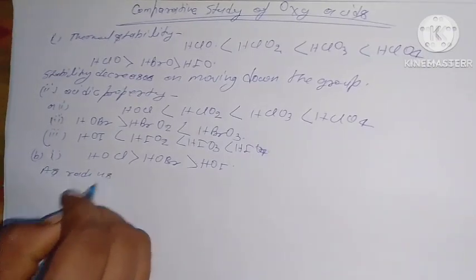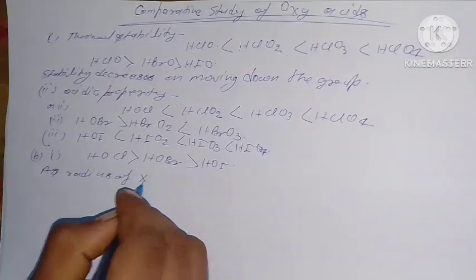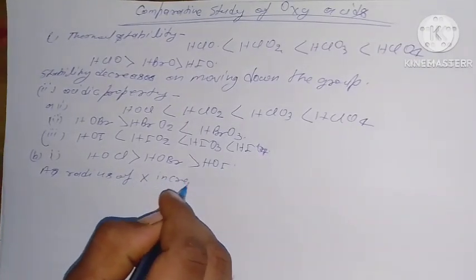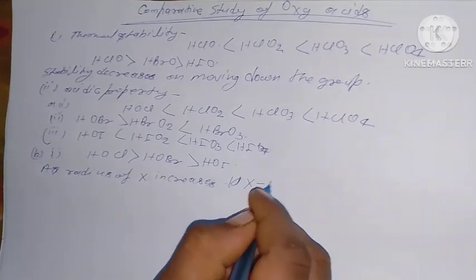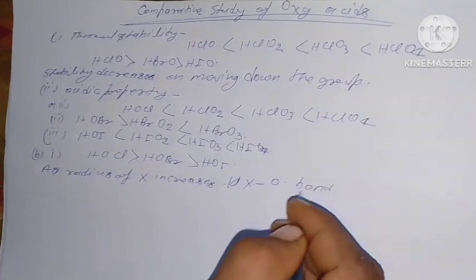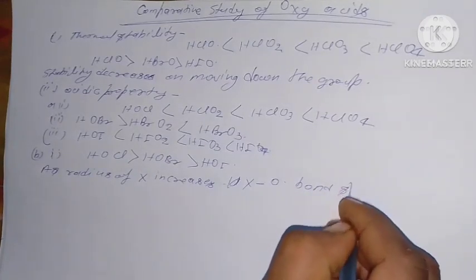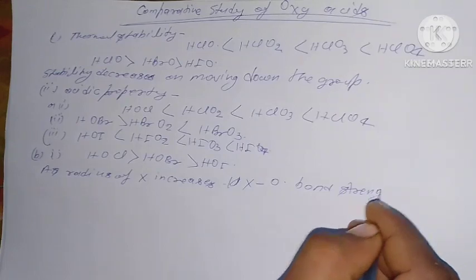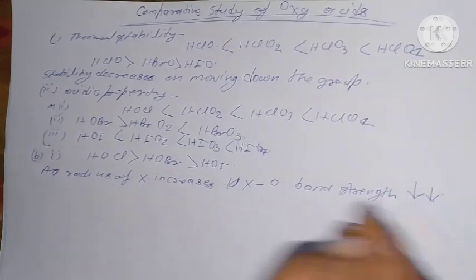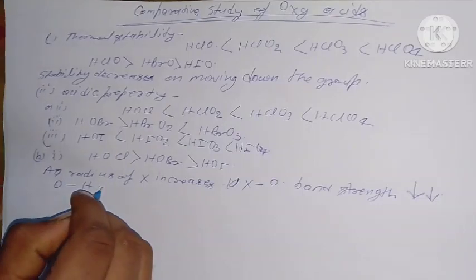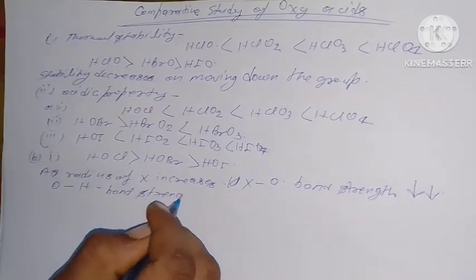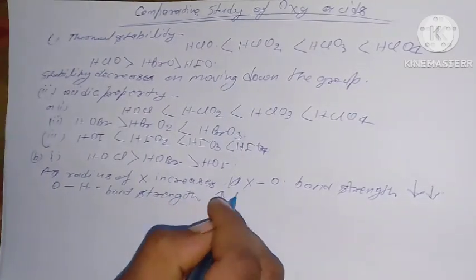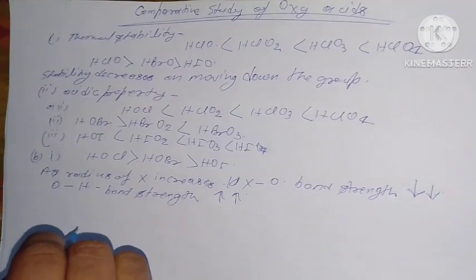As the radius of X increases, the X halogen oxygen bond strength decreases, and the oxygen hydrogen bond strength increases. So the dissociation to XO negative and H positive decreases.